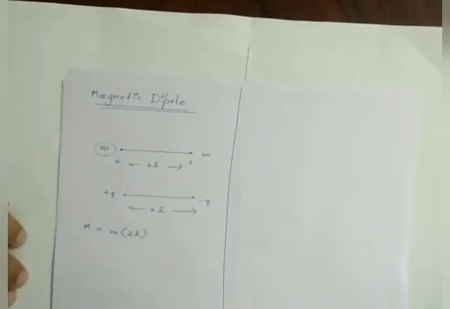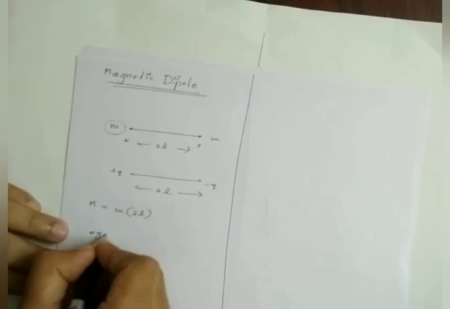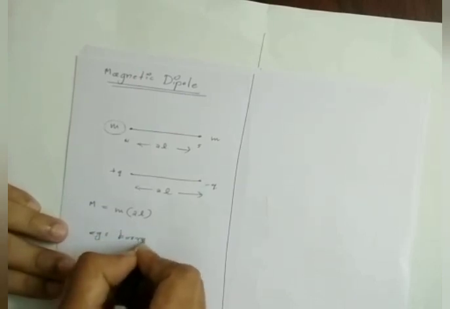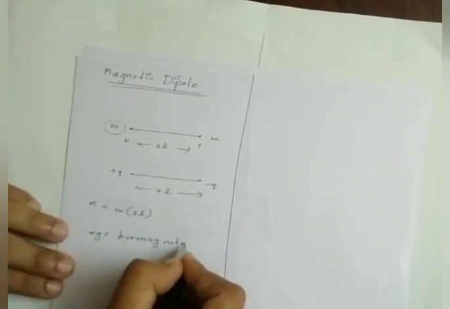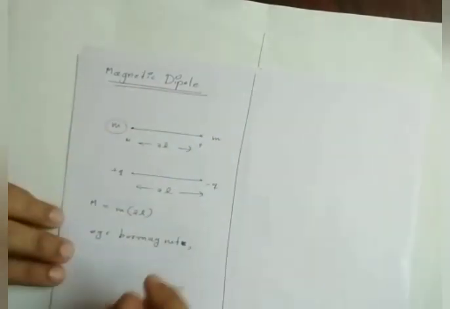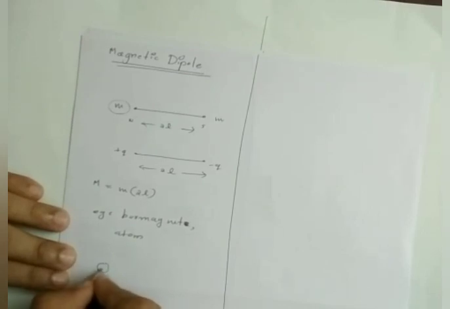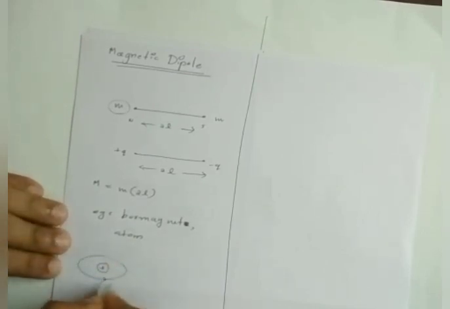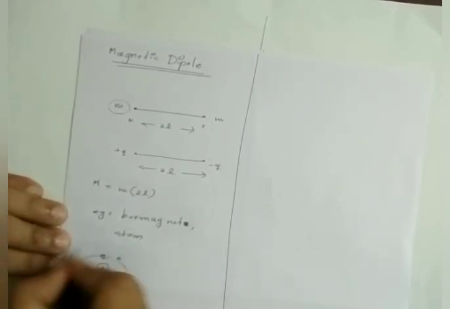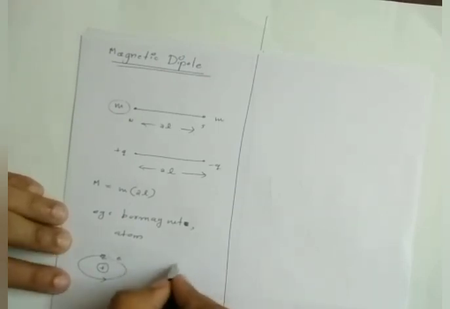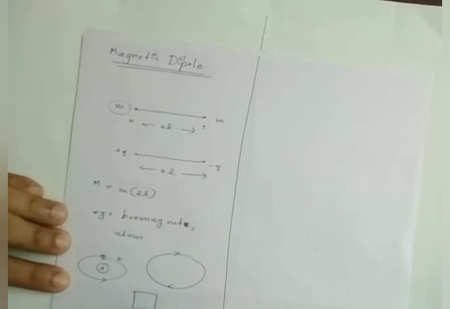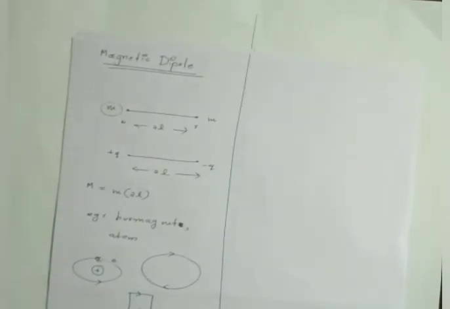Some examples of magnetic dipoles are a bar magnet. A bar magnet itself is an example of a magnetic dipole. Then an atom, because an atom consists of a central nucleus around which an electron is continuously revolving. We will discuss that. And a current carrying circular loop or any closed loop that carries current in an anti-clockwise or clockwise direction also produces a magnetic dipole. We will discuss that.